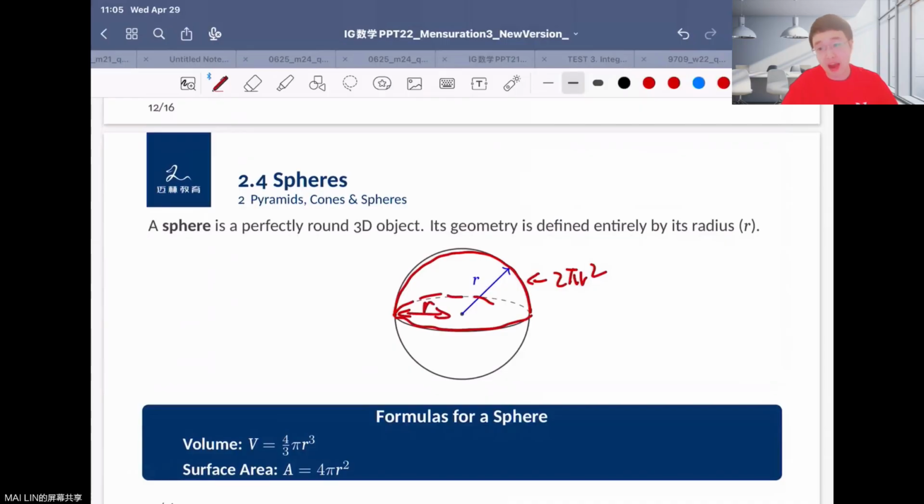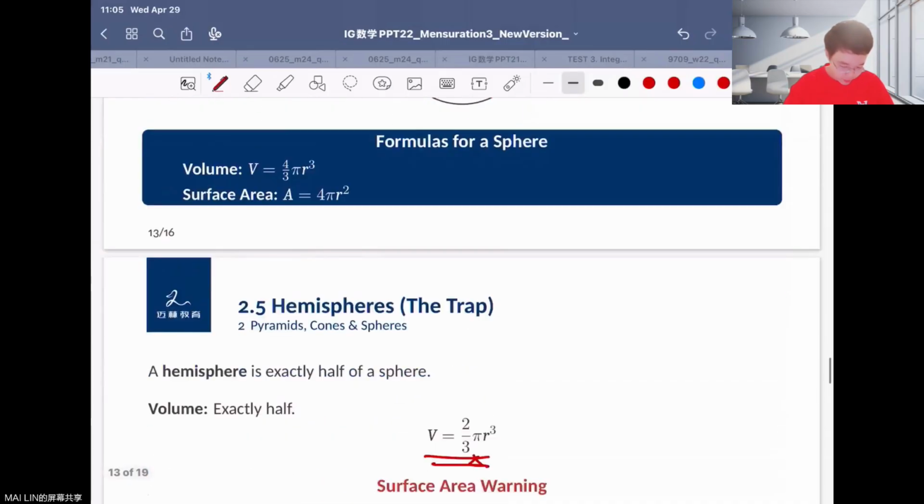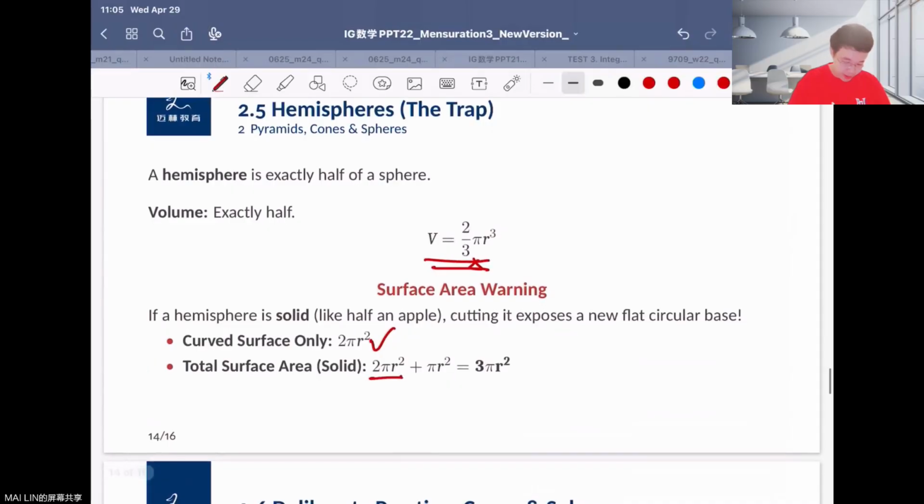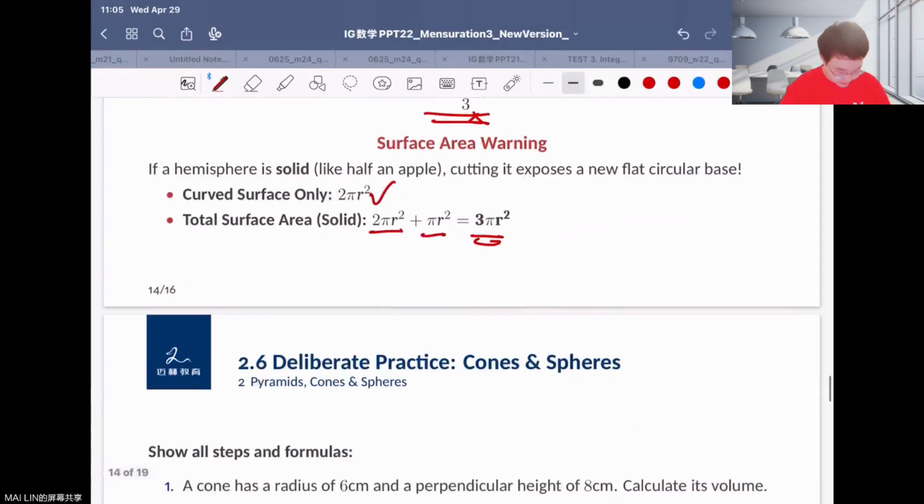So it's pi r squared, okay? So we can say for the total surface area, that is 2 pi r squared plus pi r squared for a hemisphere, okay? That is 3 pi r squared, okay?